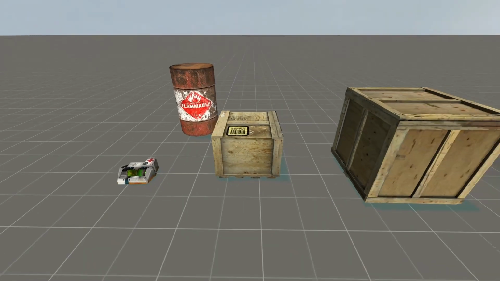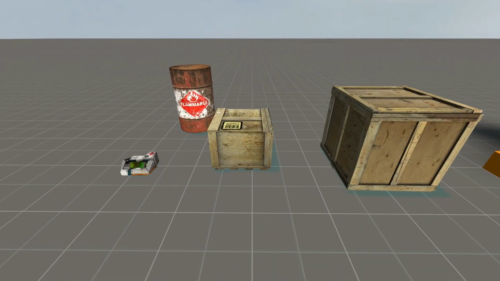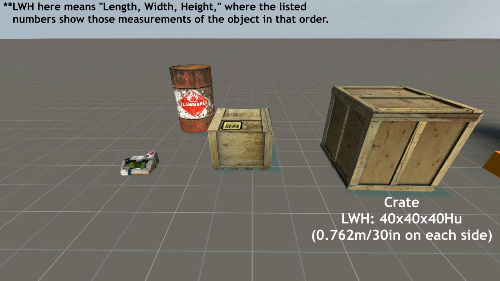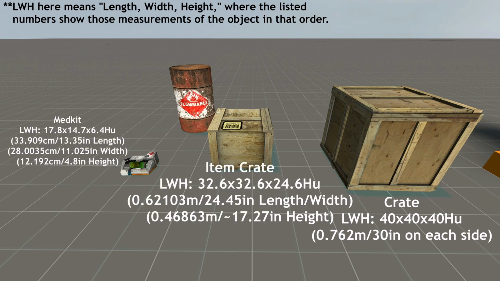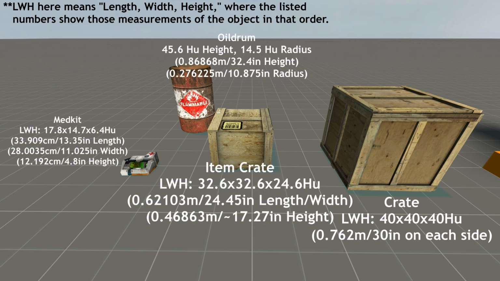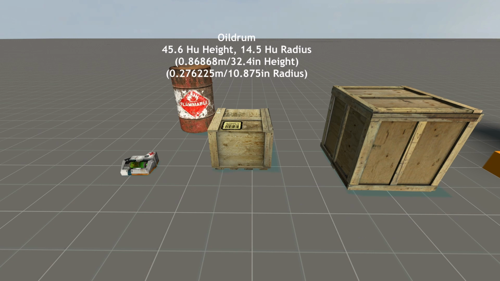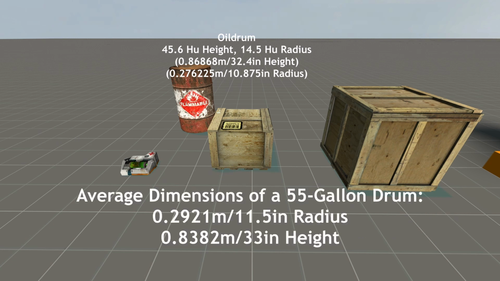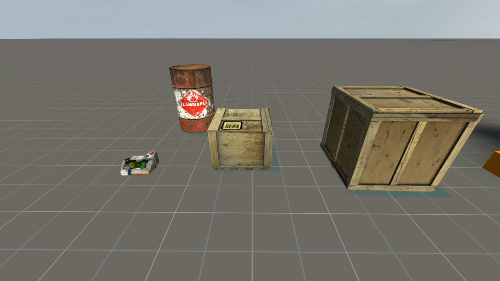Well, mostly everything. I'm sure there are plenty of exceptions, but take these props for example. The standard crate, an item crate, a medkit, and an oil drum. With these results, it appears that everything else is about reasonably sized. For example, the barrels in the game are actually pretty accurate, as the average size for a 55-gallon drum is about 0.2921 meters in radius and 0.8382 meters in height, which is actually pretty close to the size of Half-Life 2's barrels. So I guess just when it came to the characters, they were made a bit too short.